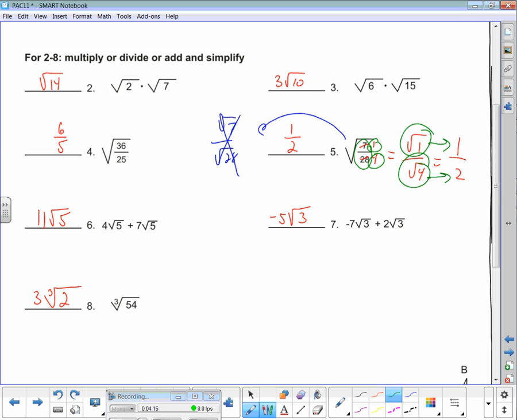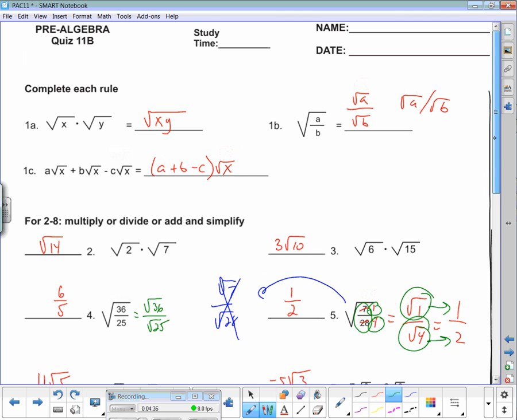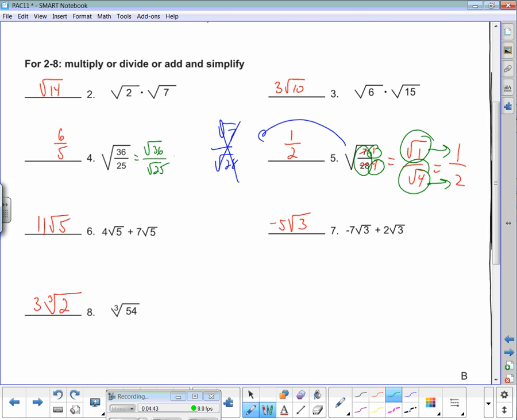What else? 2 through 8. 2 through 8. Lauren? Okay, so number 4 now, it would be the exact same thought process. You look at 36 and 25 and you say, hey, that doesn't reduce. So now your only recourse is to split it up. So see, we're using this rule right here, rule 1b. So we split it up. And now we say the square root of 36 is 6, and the square root of 25 is 5. And we end up with 6/5. What else on the front, Gabe?